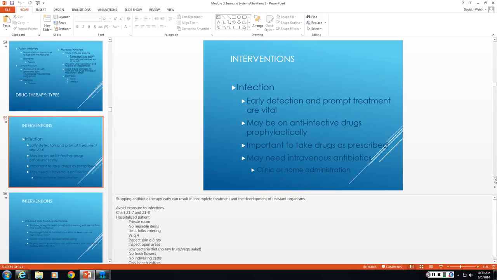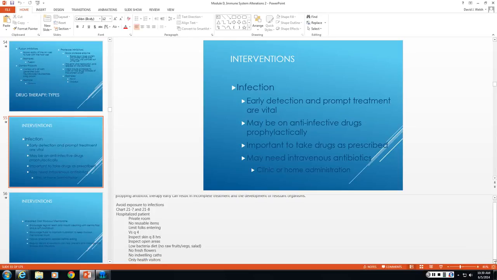Now, these people need to avoid exposure to infections. So a patient that is infected needs to have a private room. They need to limit the number of visitors. They need to have Q4-hour vital signs. They need to have their skin inspected every 8 hours. Inspect the skin for any kind of open areas.